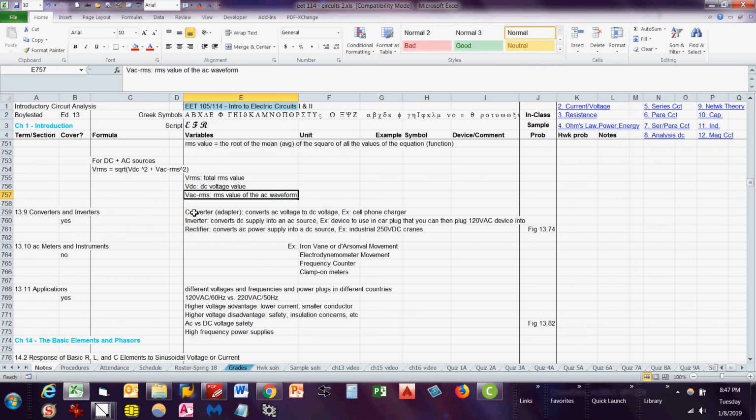Converters and inverters. A converter would be like an adapter, like a cell phone charger. It takes AC voltage out of the wall, converts it to DC voltage. An inverter takes a DC power supply and converts it to an AC source. An example of that would be a device in a car plug that you can then plug a 120 volt device into. And then a rectifier converts AC power into a DC source, like industrial 250 volt DC cranes.